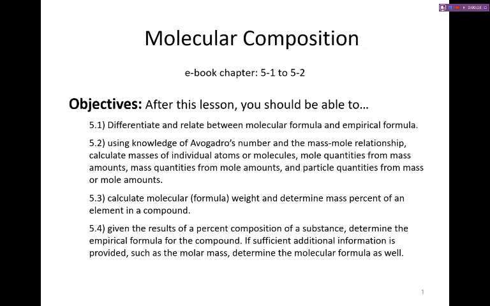In this video, we're going to learn about molecular composition. Specifically, we're going to learn about molecular and empirical formulas, how to convert between mass and moles and number of particles, as well as determining the molecular weight of a compound, the percent of a given element of a compound, and using those combined with the empirical formula to find the molar mass.